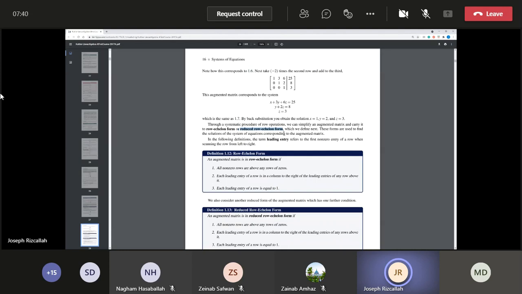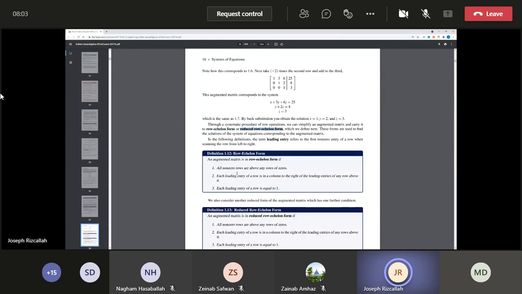Okay, but now before I do so, let me just define these terms. So what is a row echelon form and what is a reduced row echelon form? So I'll start with the row echelon form because it is the easier one. Okay, and once we know what the row echelon form is, it will take just one step further to get to the reduced row echelon form. Okay, so what is a row echelon form?